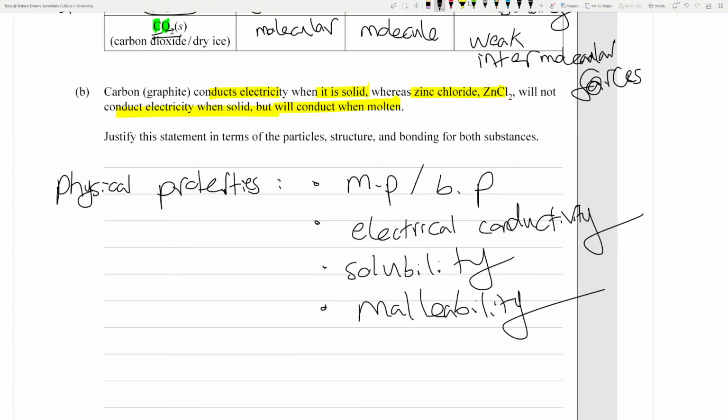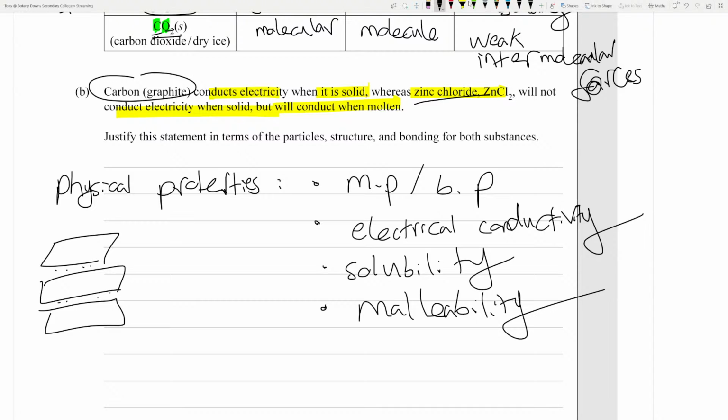So this is where you just need to understand graphite: you have a layer and then another layer, then another layer of carbon atoms, and in between those two-dimensional layers you have delocalised electrons, which are free moving and will conduct electricity. Okay, and then you've got zinc chloride, which is a positive bonded to a negative, bonded to a negative, those negatives bonded to a positive, something like that.